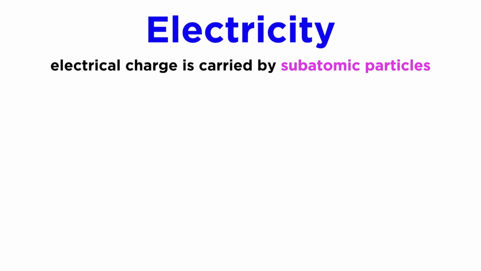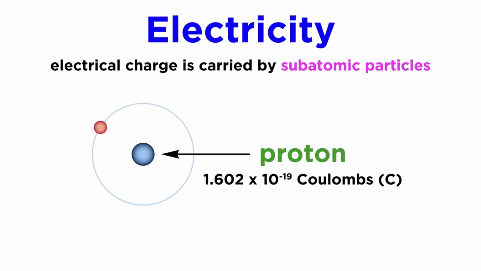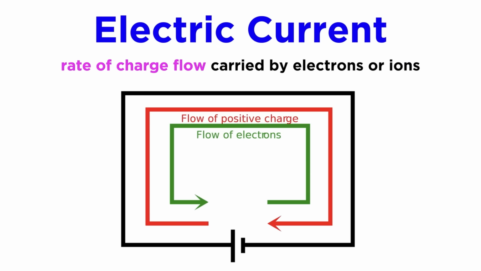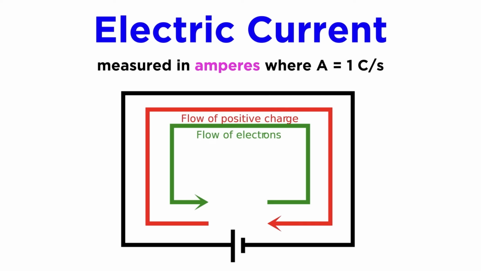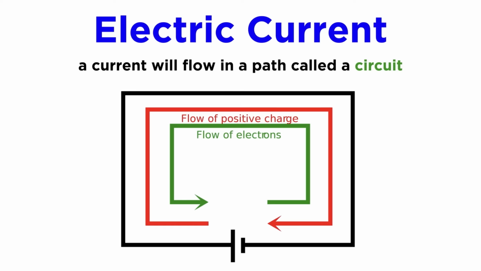First, we have to understand electrical charge, which is carried by subatomic particles. The SI unit for charge is the coulomb, and one proton carries 1.602 times 10 to the negative 19 coulombs. Electric charge will typically flow in the form of electrons or ions, and the rate of charge flow is called electric current. The SI unit for current is the ampere. An ampere is equal to 1 coulomb per second, so in this way, electric current can truly be considered a rate. A current will always flow in a path called a circuit, which is typically a closed path.